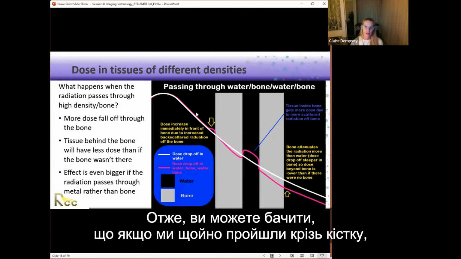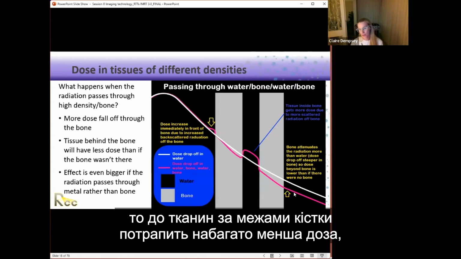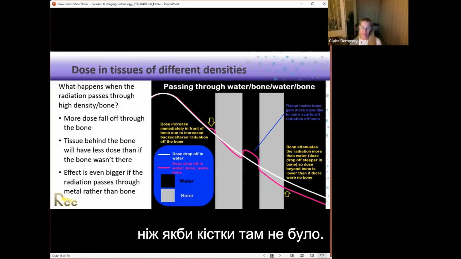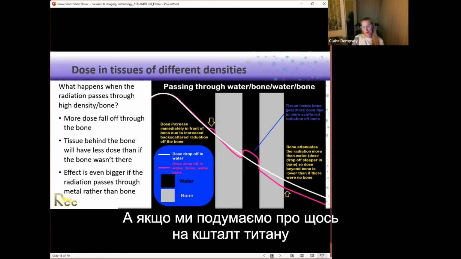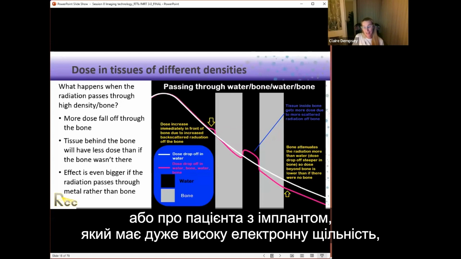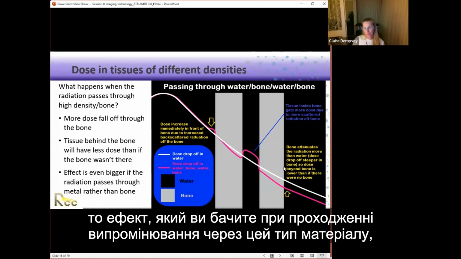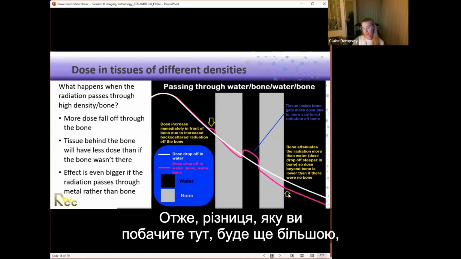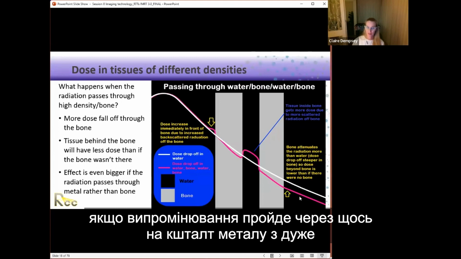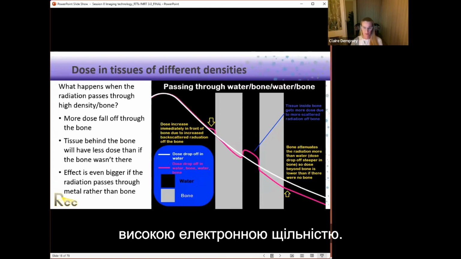So you can see if we've just passed through bone, we're going to have a lot less dose now reaching the tissue beyond the bone than as if there was no bone there. And if we think about something like titanium or a patient with an implant who has a really high electron density material in them, the effect that you see as the radiation passes through that type of material is even bigger. So the difference that you'd see down here would be even greater if it passes through something like metal with a really high electron density as well.